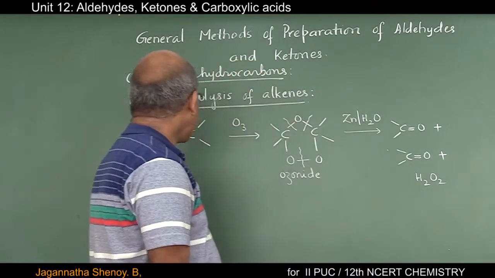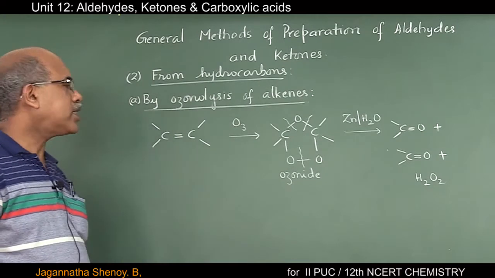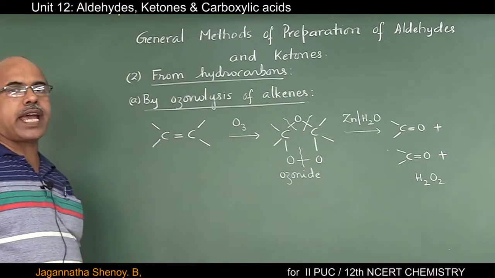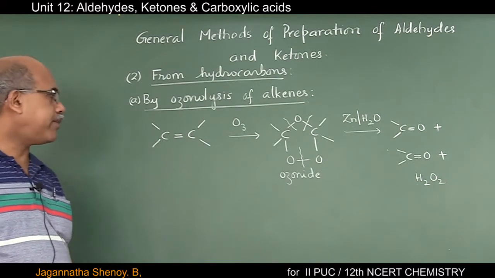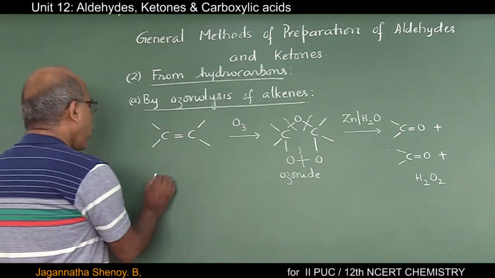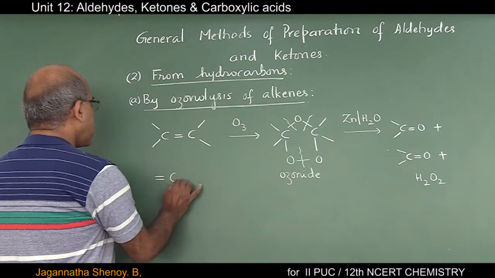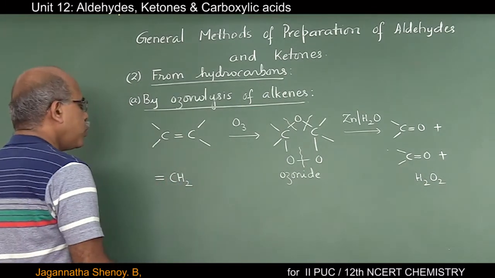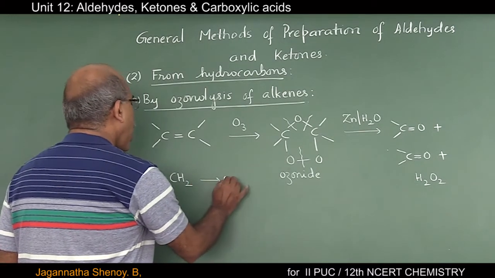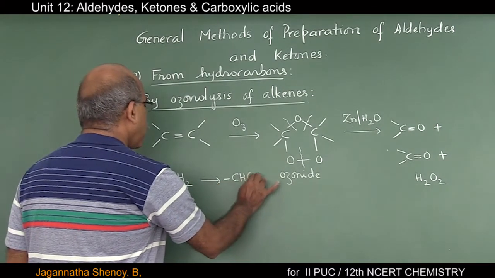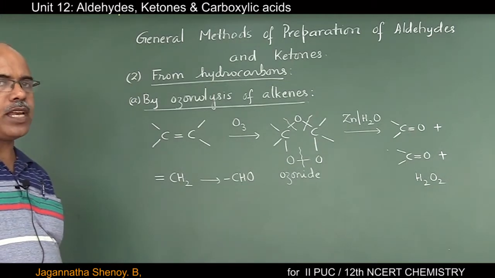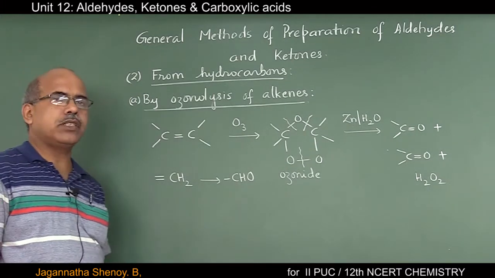And as far as various products are concerned, it depends upon the groups that are attached to C double bond C. Suppose you have a double bond CH2 part in the alkene, when you subject it to ozonolysis, you will get a CHO group. So, very clear, this is a commonly asked question in competitive examinations.